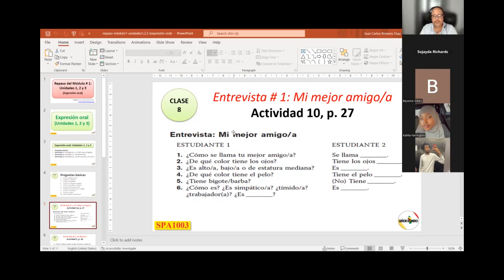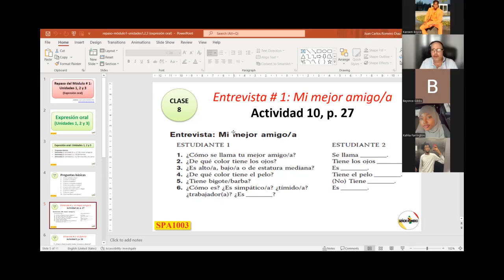Soy tímida y callada, pero muy simpática. Remember that you have to say es, she is. You said soy, I am. Es tímida y callada. Muy bien, Kalia. Muy bien. Otra persona who wants to answer all these questions about your mejor amigo.